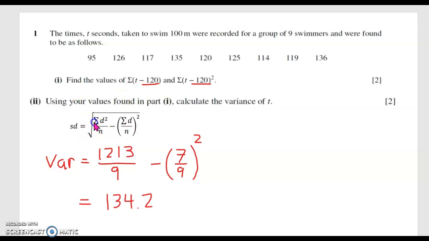We can just take all the stuff under the square root. We take the sum of d squared that we calculated as 1,213 and divide by n, 9 data points, so divided by 9. Subtract that from the average difference squared. So the sum of the differences divided by 9, because there's 9 data points, square that. And that's it. 134.2. If you wanted the standard deviation, you would simply take the square root of that number.